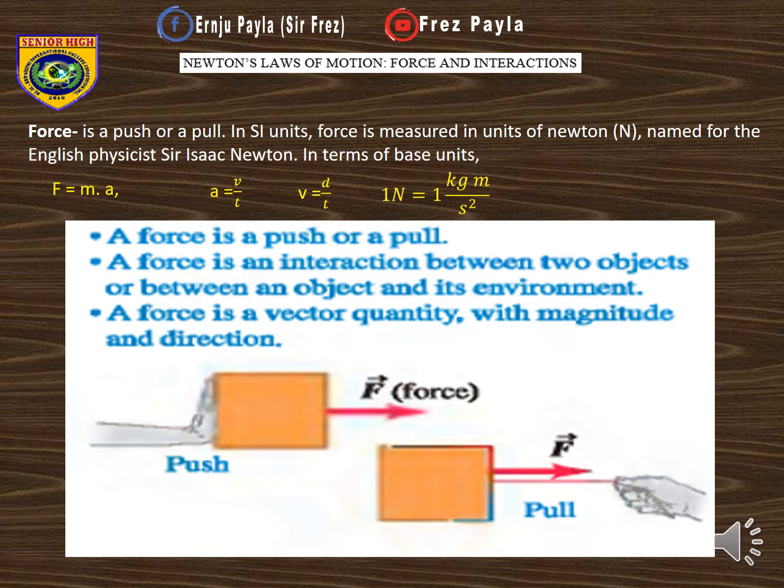So a force is a push or pull. A force is an interaction between two objects or between an object and its environment. A force is a vector quantity with a magnitude and direction. So look at the image. If you push the object, you need to apply a force. Or if you pull the object, you need to apply a force.